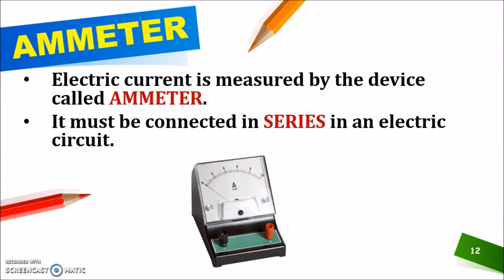This is the most important statement. The positive terminal of ammeter must be connected nearest to the positive terminal of the battery or electric cell, or vice versa. Is it clear?